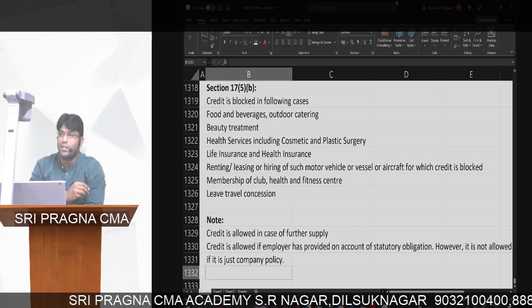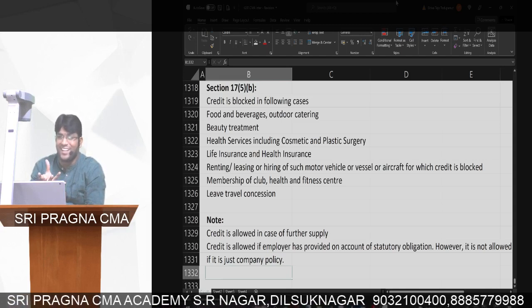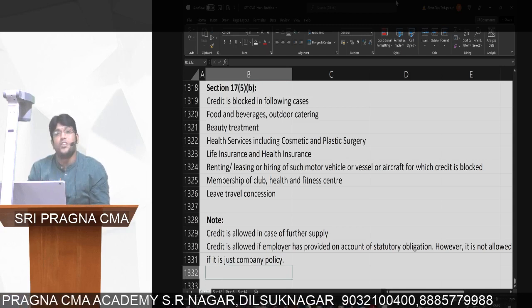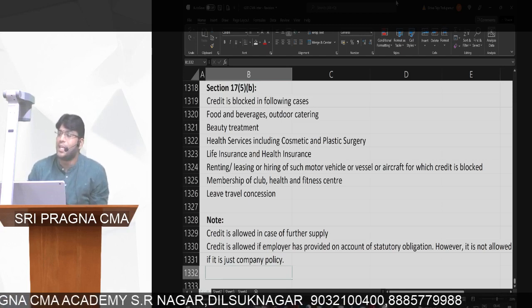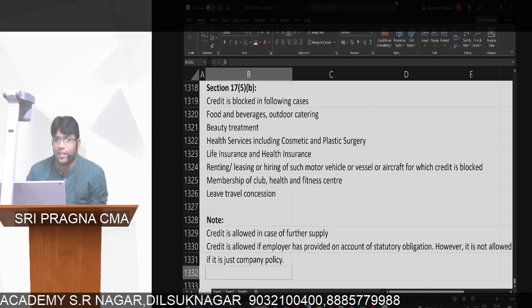Exactly. So I gave that sweet for official purpose. Now tell me, whatever GST I paid on that sweet bill, can I take credit? Speak out. Definitely the answer is no.